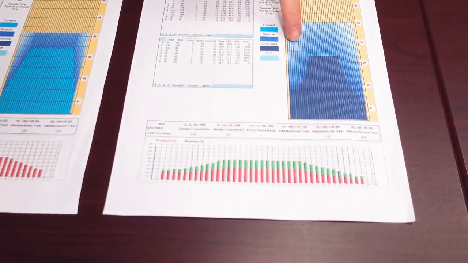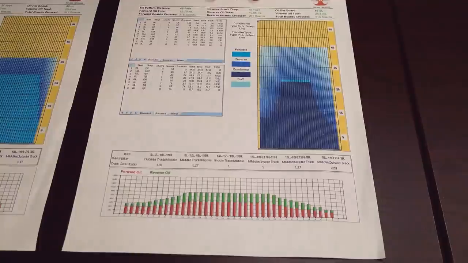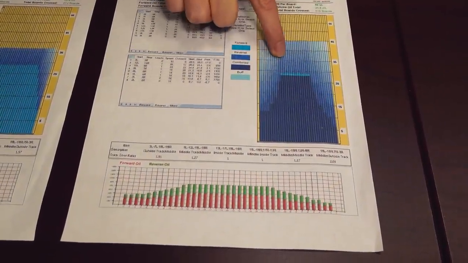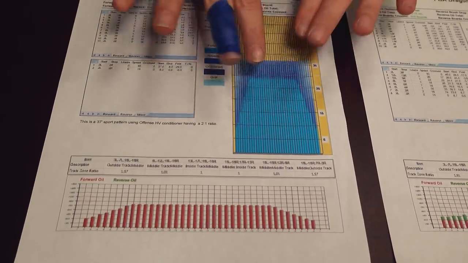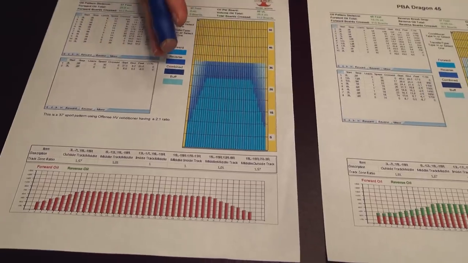Like over here in this graph, this is showing you how the oil is distributed and the shape of the pattern. You can see on this pattern, there's a little bit more shape built up into the pattern here, giving you maybe a little bit more leeway of miss room, whereas over here, it's spread out a lot more. It's a lot flatter for a lot wider on the pattern.